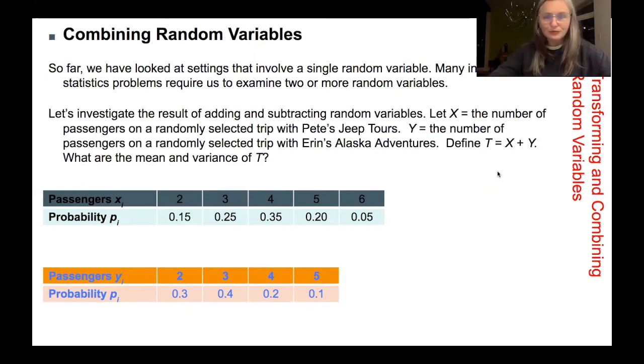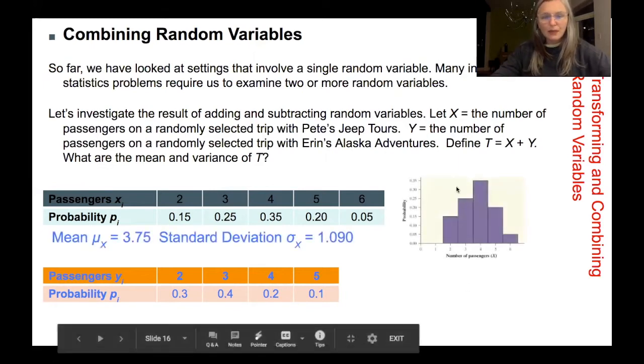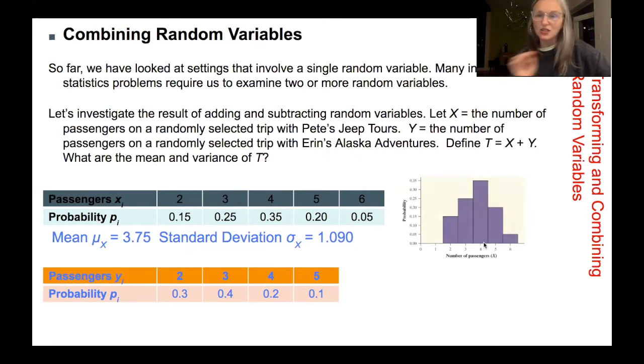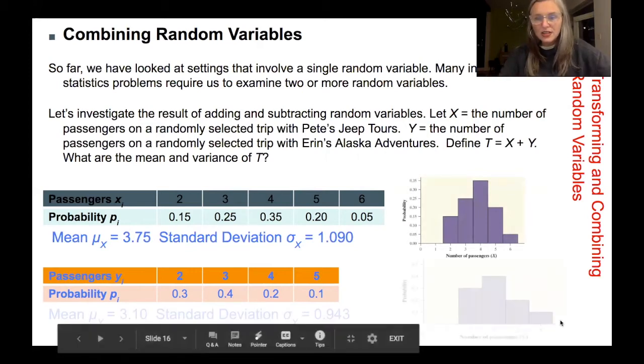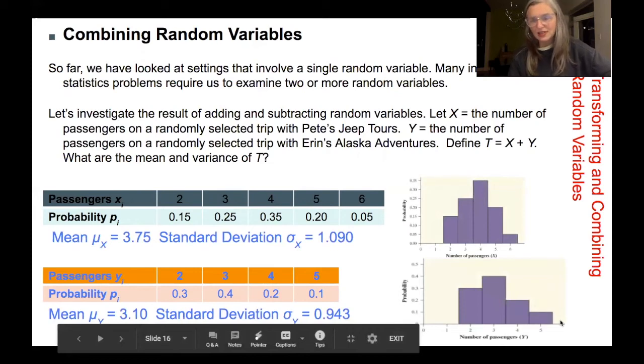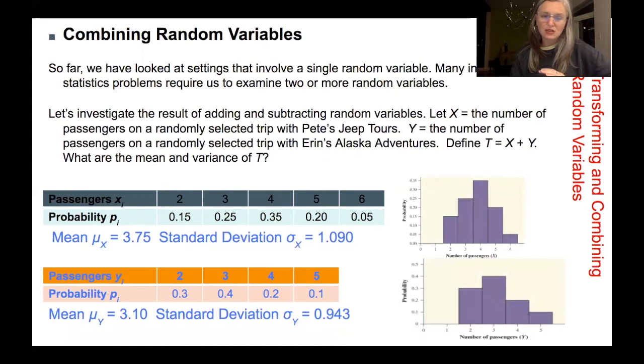So we're going to define T as X plus Y. Okay. So we are going to add the number of passengers on Pete's to the number of passengers on Aaron's. Okay, so here's the information below of the probability and the distribution of the two. So here's what happens. I end up with mean and standard deviation. We already looked at this one. Aaron's mean and standard deviation look like this. She's right skewed with a mean of 3.10 passengers and a standard deviation of 0.943 passengers.